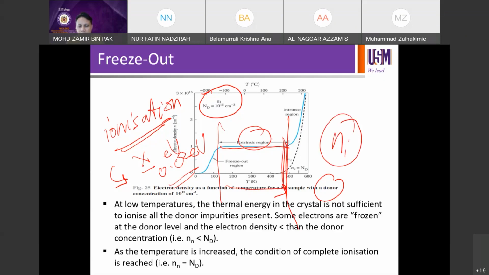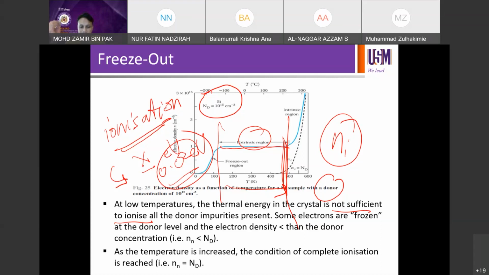You're going to get more thermally excited carriers, and at some point you're going to get both electrons and holes dominant. So let's see the explanation here. At low temperatures, the thermal energy in the crystal is not sufficient to ionize the dopant impurities present. Some electrons are frozen, you can say, at the donor level, and the electron density n that you are expecting is way less than the effective Nd that you have incorporated in the lattice.